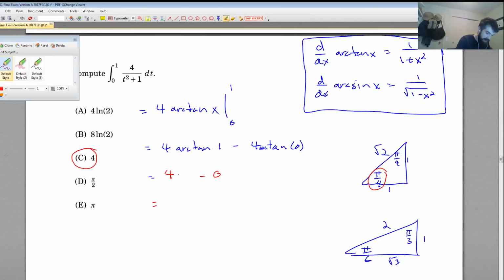So I will come down, change my colors again. The arctan of 1 is pi over 4, and so I get the value of pi, and let me come right there and circle it correctly. Pi. Perfect.